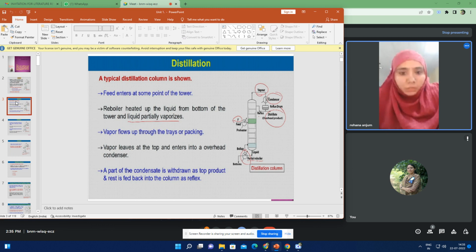Once it gets into the condenser, a part of the condensate will be withdrawn as the top product, and the rest is fed back into the column as reflux. So some part of the condensate will be returned back to the column, and some part will be taken out as a top product, and fed back to the column as reflux.